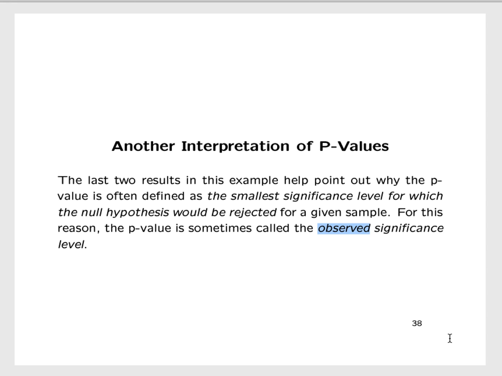So this is a good place to stop this lecture video. In the next lecture video, we're going to start talking about power and the probability of a type 2 error, characteristics of hypothesis tests. And so we'll pick that up in the next lecture video.